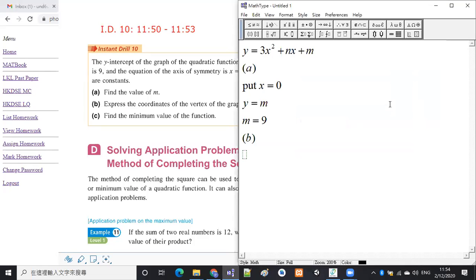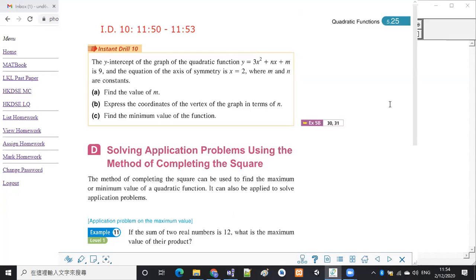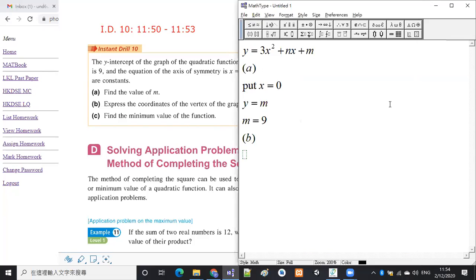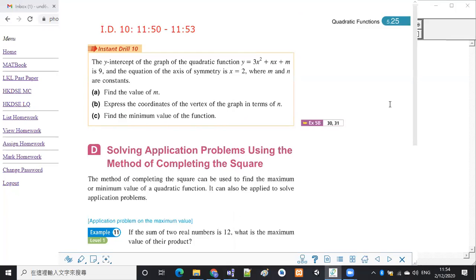And then for part B, express the coordinates of the vertex of the graph in terms of n. So y equals 3x squared plus nx plus 9. This time the question asks us something about the vertex of the graph, so we need to change the function from the ABC format to the AHK format.